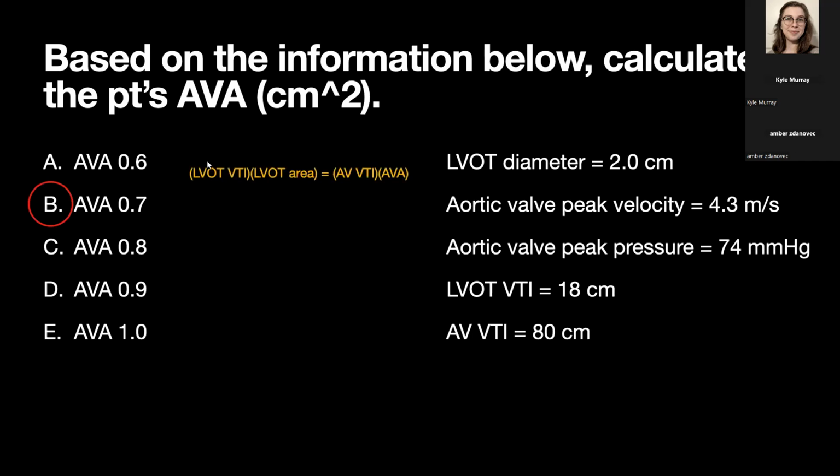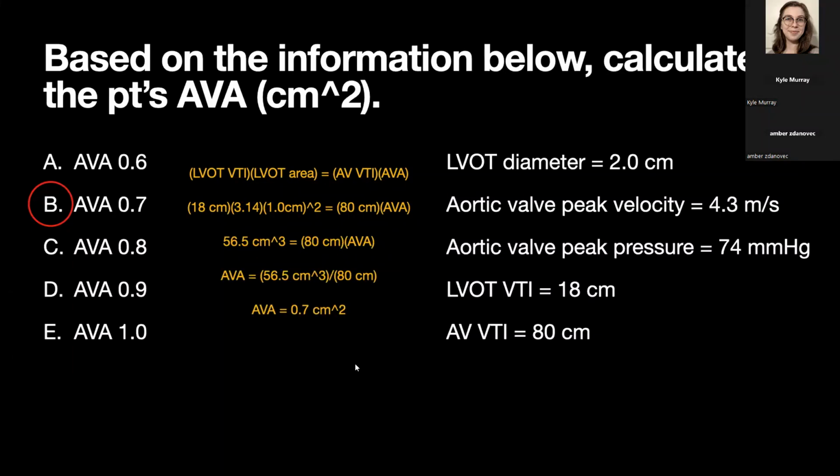So again, your LVOT VTI, your LVOT area, same thing on this side. So LVOT VTI is 18, and then it's pi radius squared. So you always measure the diameter. You always have to remember to have it. And 2 is about the average LVOT diameter. And that equals 80, so that's your aortic VTI times your valve area. So you just shuffle math, and you get 0.7.